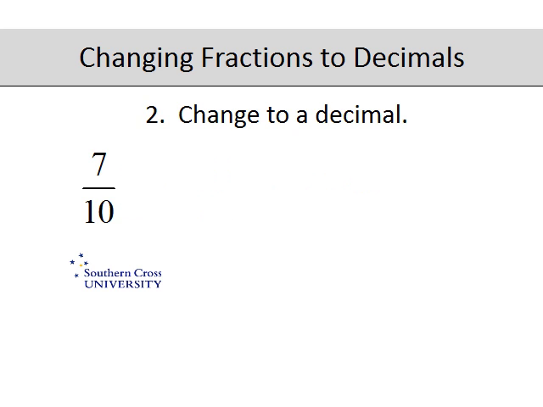Second one, this is already written over 10. We can say that fraction is 7 tenths. That's 0.7 as a decimal, straight out.